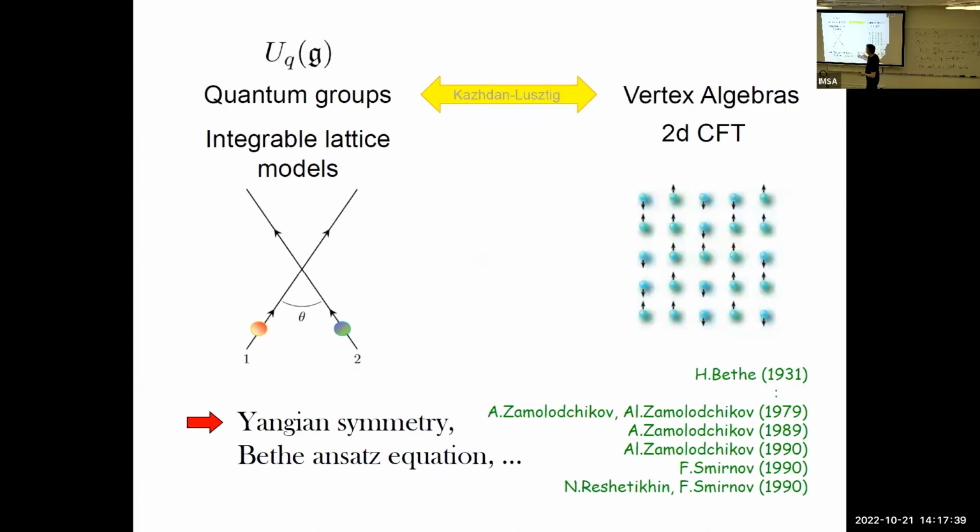What they noticed, and that's what this picture illustrates, is that in integrable lattice models and quantum groups, you can talk about a process where what would be called quasi-particles exchange position. So that's what this picture illustrates. And the R matrix of a quantum group is basically an operation which tells you what phase you acquire, or what is the cost of this exchange process.